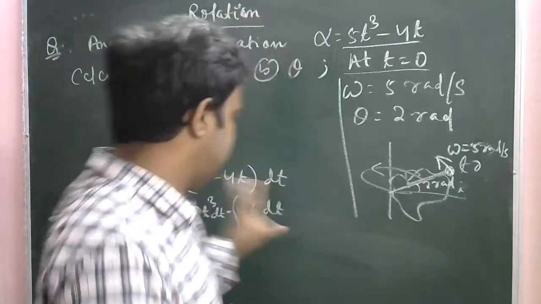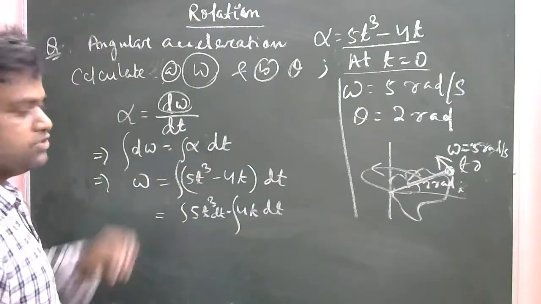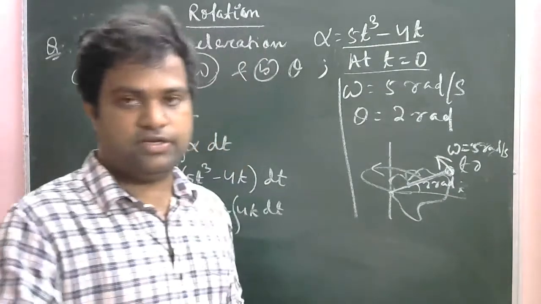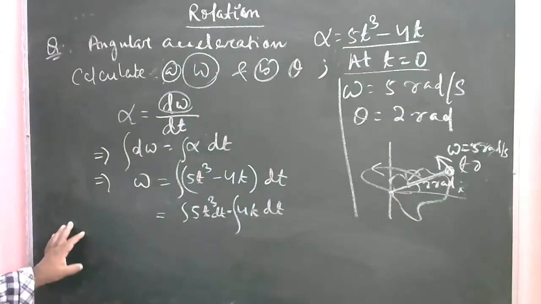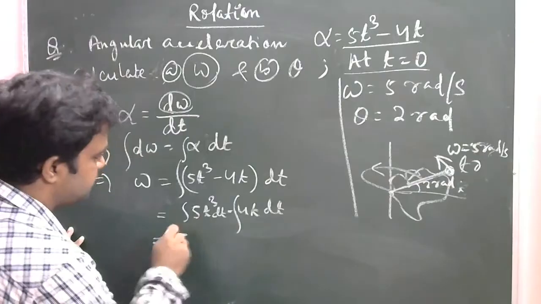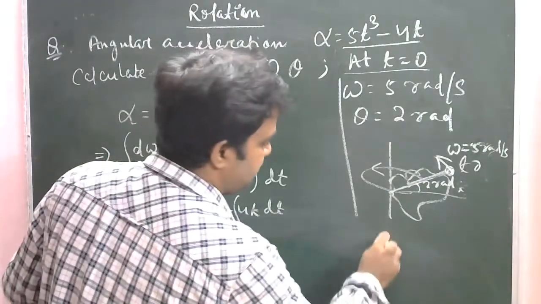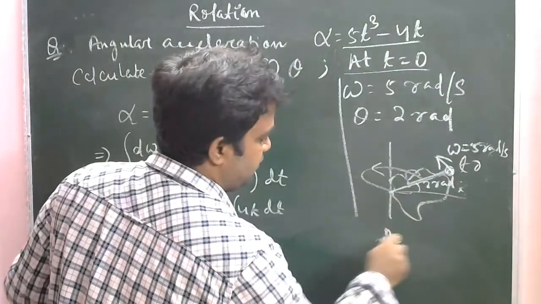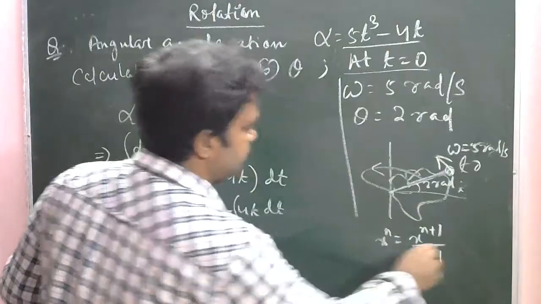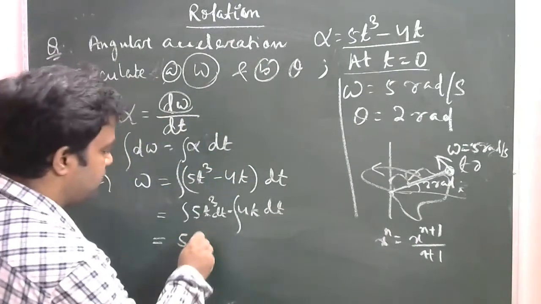I think the integration part is known to you. If you do not know how to do these things, you should follow my videos on integration, or you can try from any notes. So 5 is a constant, it comes outside, and if a variable power is there, like x to the power n, then the integration is x to the power n plus 1 upon n plus 1, right? So here 5 will come outside.